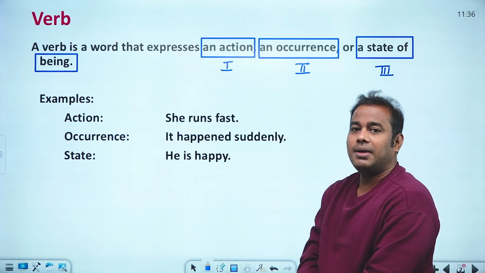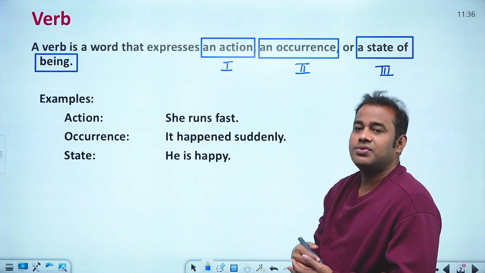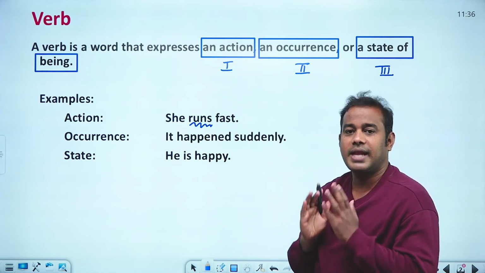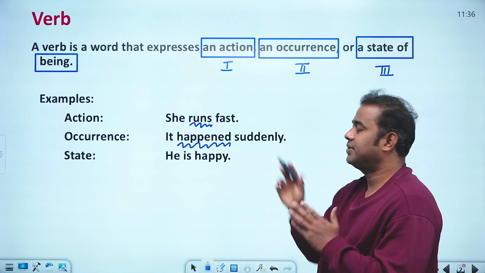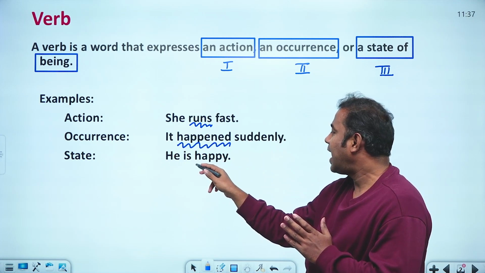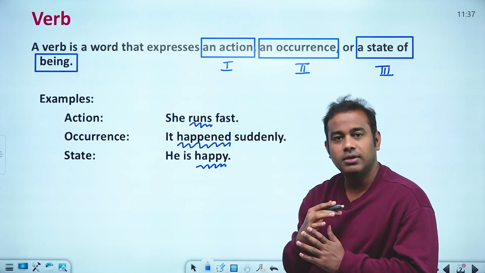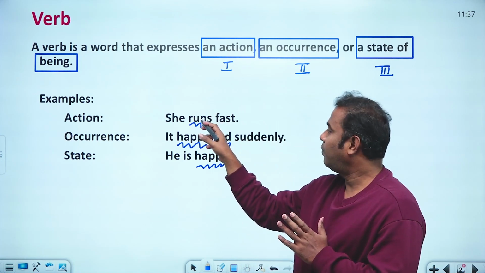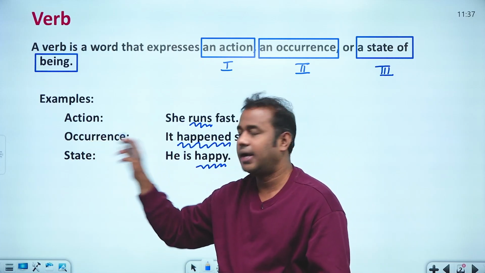A simple example for this: look here, action. She runs fast. Who is running fast? She is running fast. So this "runs" is an action. Occurrence: it happened suddenly. So "happened" is an occurrence, and here "happened" is a verb. State: he is happy. So he is in a happy state. Happy, happened, runs, all these are verbs. The verbs can be categorized into three categories: action, occurrence, and state.